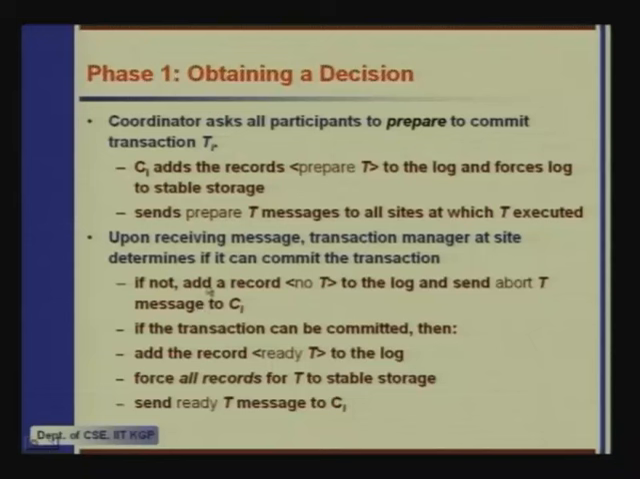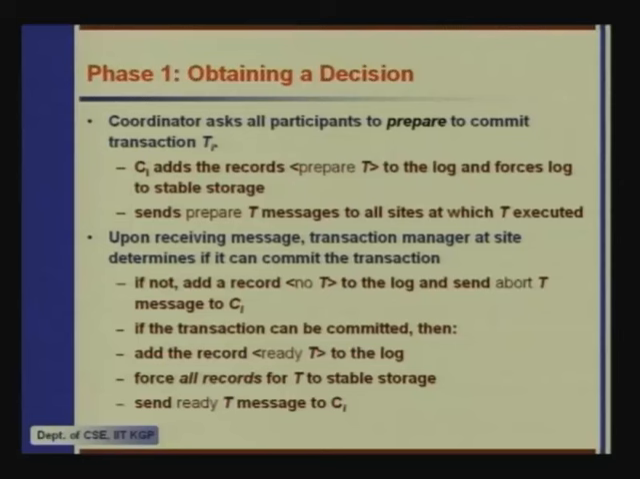On the other hand, if the transaction can be committed locally, that is, the local subtransaction executed successfully, then the transaction manager will add the record ready T to the log and force all records for T to stable storage. Now, what does this mean? All records for T to stable storage means that the local subtransaction executed its steps on the log, which is copied into the stable storage, but still we are not modifying the database, because we do not know yet whether the whole transaction will commit or not, right. So, it is all on the log, it is executed on the log, and it forces all records to stable storage at this point of time and sends a ready T message to CI, indicating that this site is ready to commit T.